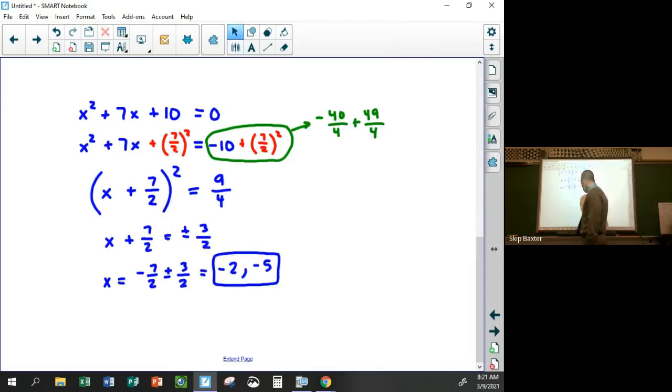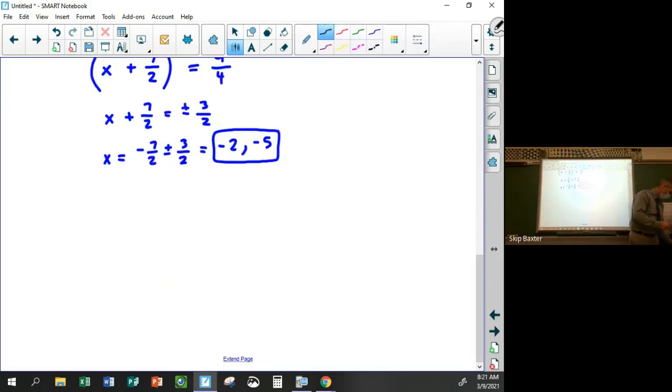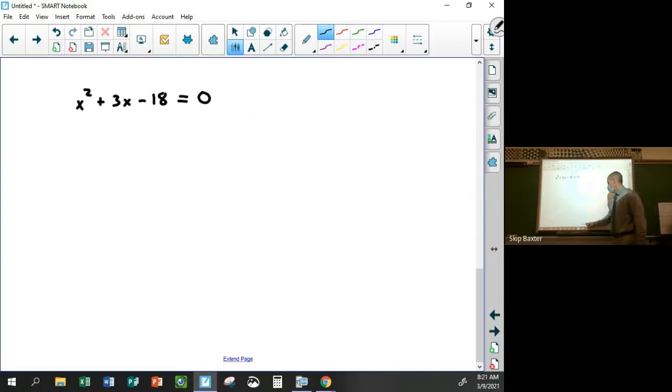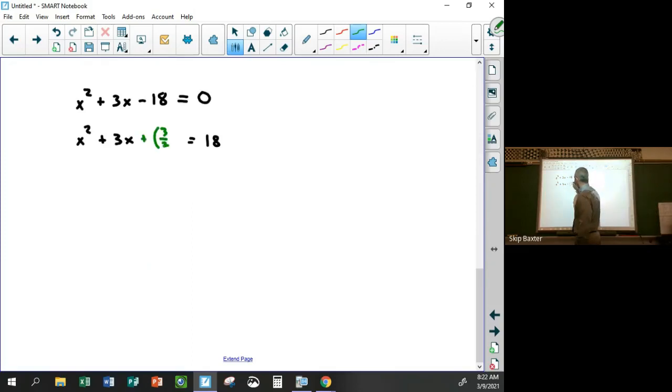Let's do one more. How about this one? X squared plus 3x minus 18. So x squared plus 3x equals 18. I'm going to add 3 halves squared to both sides.